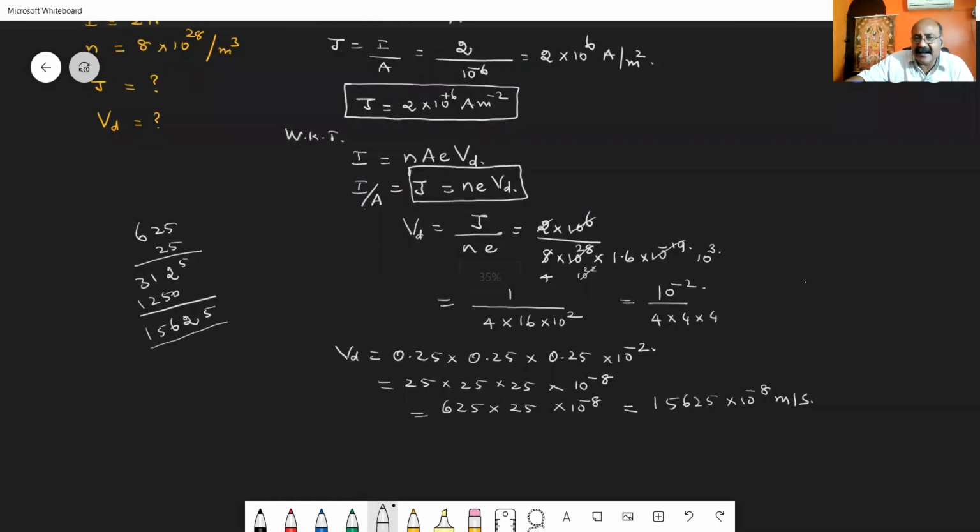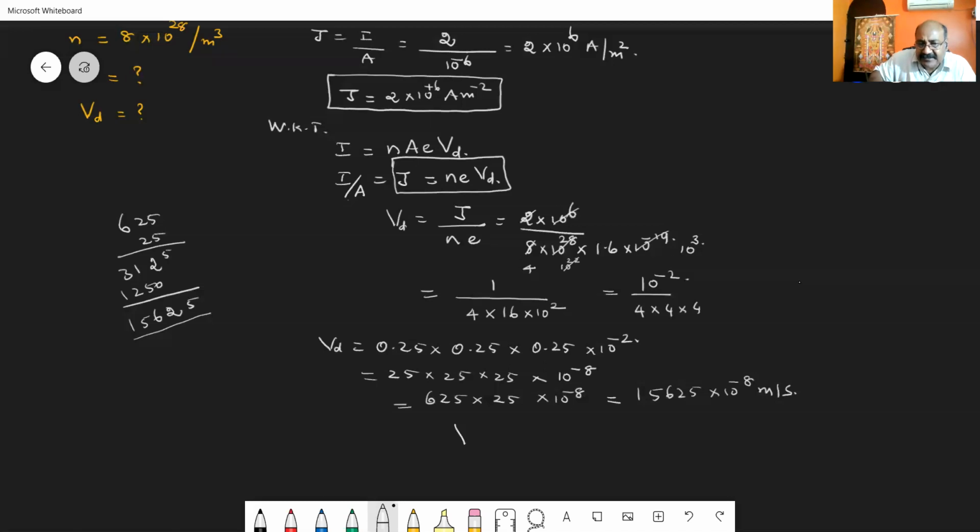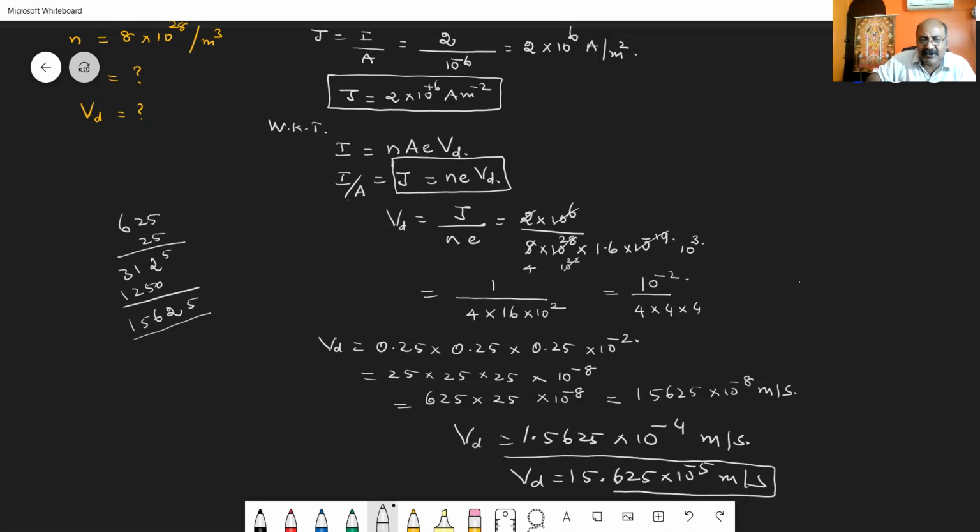Writing it in scientific notation, this drift velocity can be written as 1.5625 into 10 to the power of minus 4 meter per second. In your book, they have given the answer like this: V suffix d is equal to, taking this decimal to the right hand side, you can write 15.625 into 10 to the power of minus 5 meter per second. This is the answer that we get for drift velocity.